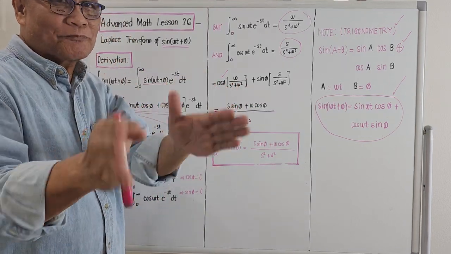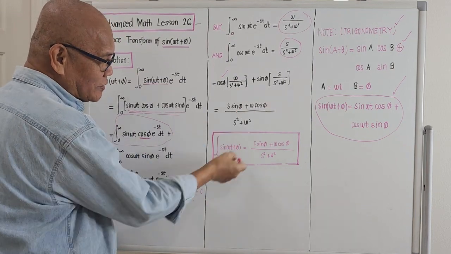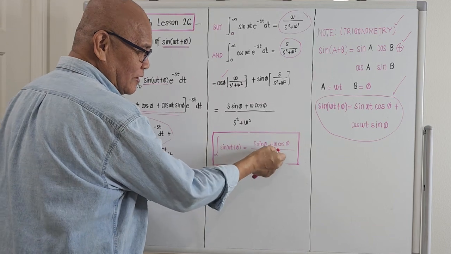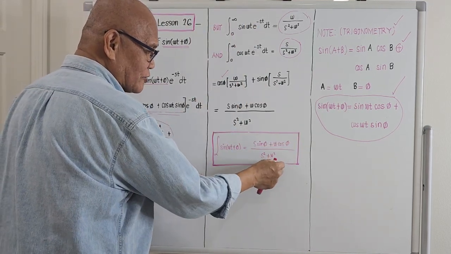Okay, I will repeat it for the last time. The Laplace transform of sine of the quantity omega t plus angle P is s sine of angle P plus omega cosine of angle P all over s squared plus omega squared.